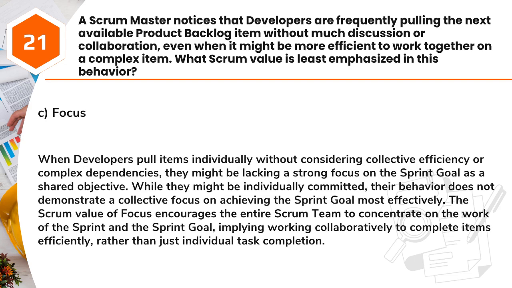Answer: C. Focus. When developers pull items individually without considering collective efficiency or complex dependencies, they might be lacking a strong focus on the sprint goal as a shared objective.